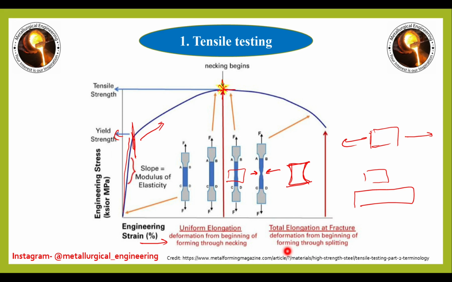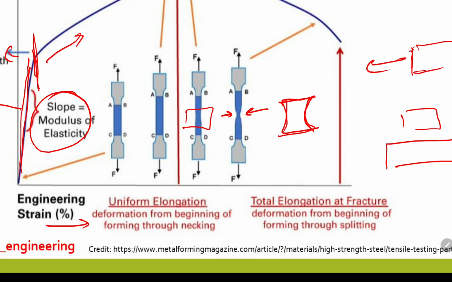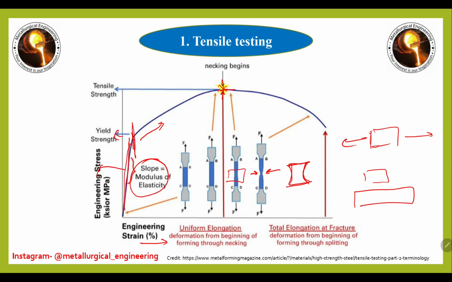So from this curve, we are getting a few properties. First one is the slope of this initial region, the linear region. From here we get the Young's modulus, or modulus of elasticity. The slope of this initial region is called Young's modulus. And up to the point where the material is elastic, that point is called the yield strength.